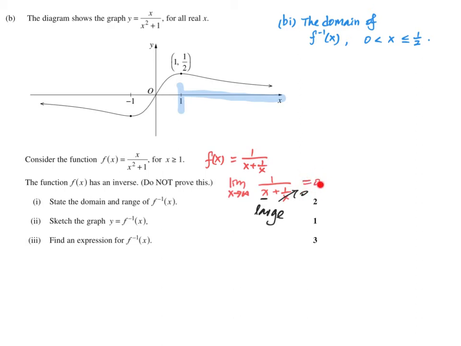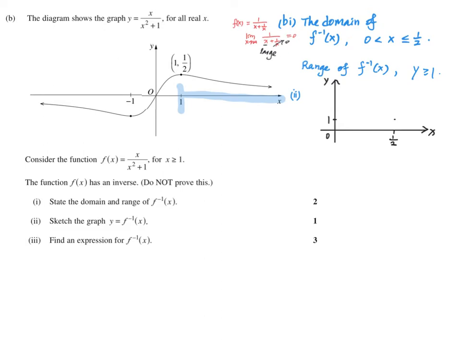But this 0 only appears when x tends to infinity. But infinity is not a number. Therefore, f(x) does not actually go to 0. It just means when x gets larger and larger, the function value would approach 0. It doesn't stay at 0. Therefore, the domain of the inverse function of f(x) does not stay at 0 as well.